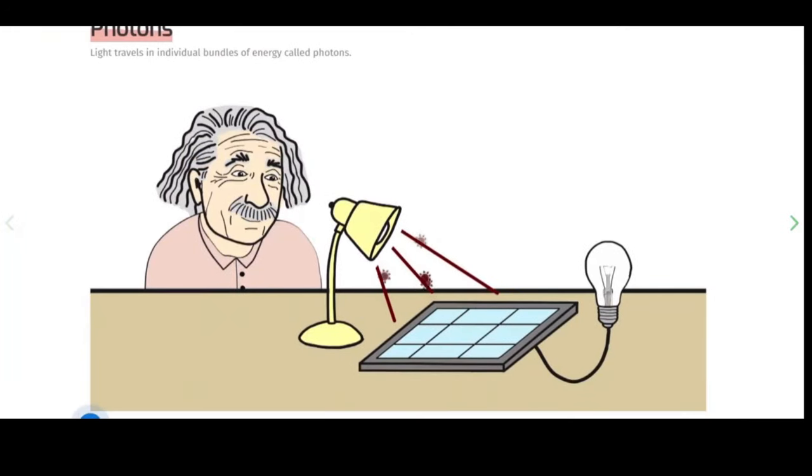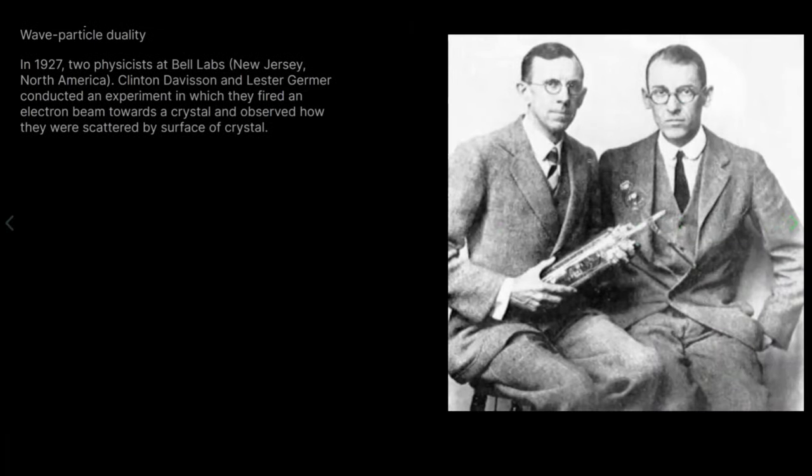And people were now confused because a century earlier, Young had shown that light behaved like a wave, which was responsible for shadows and the interference pattern. And now Einstein was saying that light behaved like a particle, which would explain the photoelectric effect. While the European mind was scratching their heads over this question, there were two physicists in North America, Davisson and Germer, who conducted an experiment which was not related to light. In their experiment, they fired an electron beam towards a crystal and wanted to see how the electrons would be scattered by the surface of the crystal.